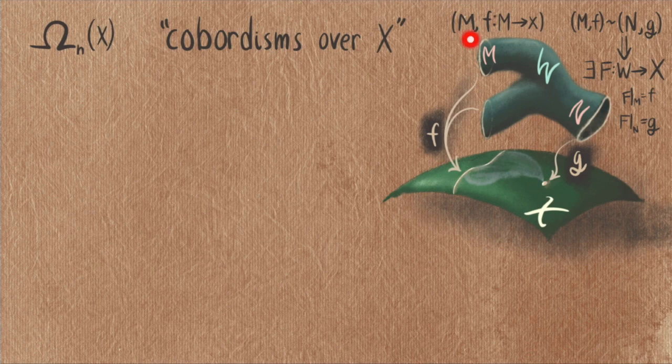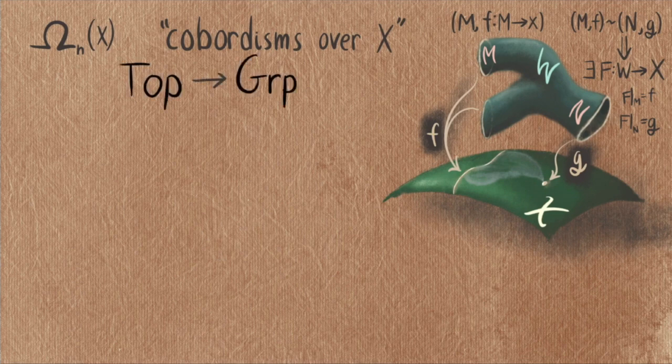Instead of just manifolds, we're going to consider pairs of manifolds and maps from manifolds to X. So we have M and a map F down into X. And then we're going to say two pairs, (M, F) and (N, G), are cobordant if not only are M and N cobordant through some cobordism W, but also that W maps down to X in a way that on one side restricts to F and on the other side restricts to G.